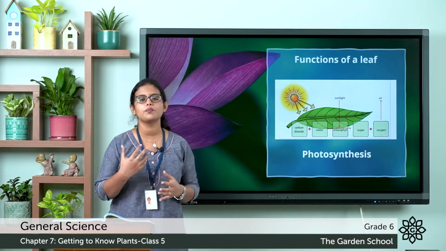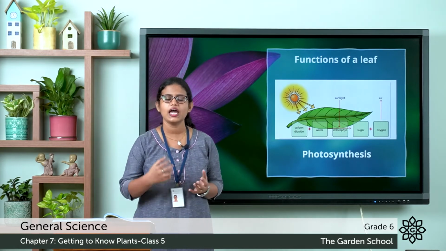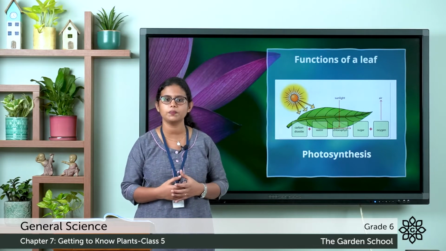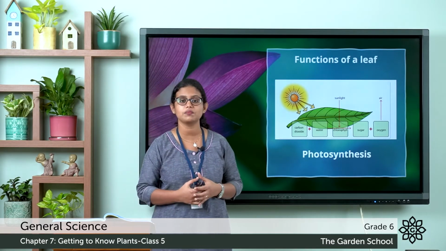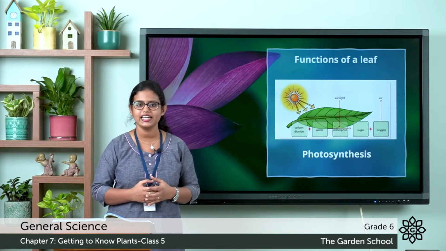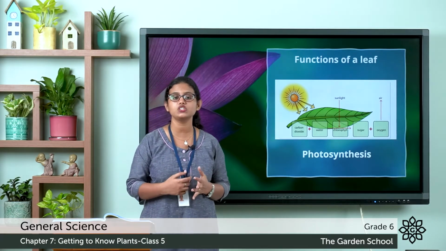So the food is prepared by the leaf. And how does this food get transported to all parts of the plant? We have learnt about the two connecting tubes. Do you all remember which are they? That is the xylem and phloem.